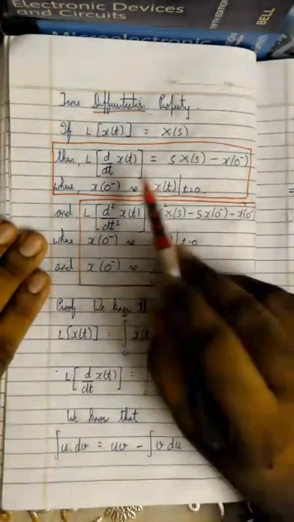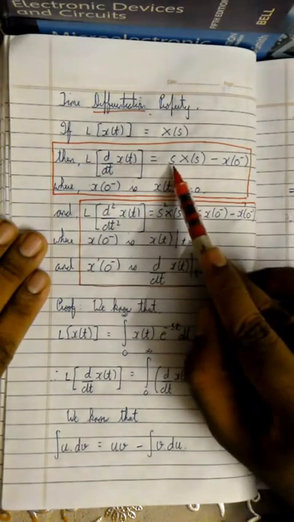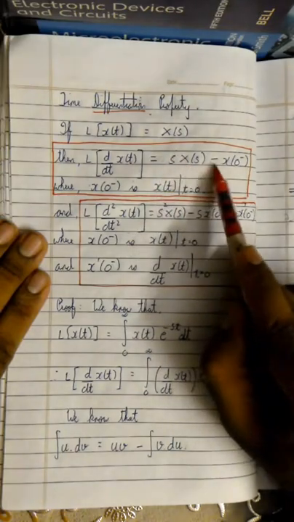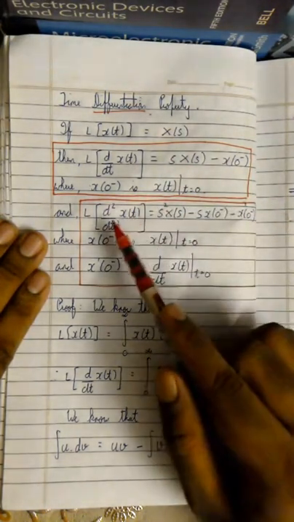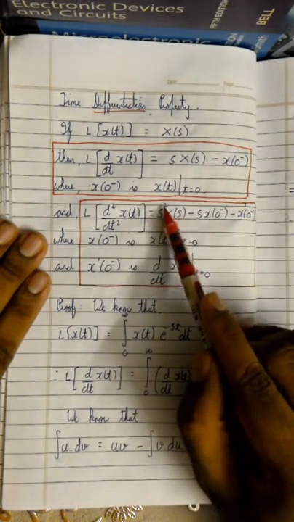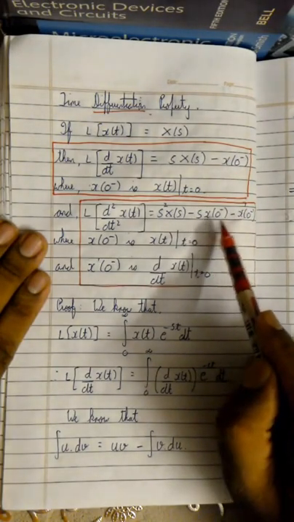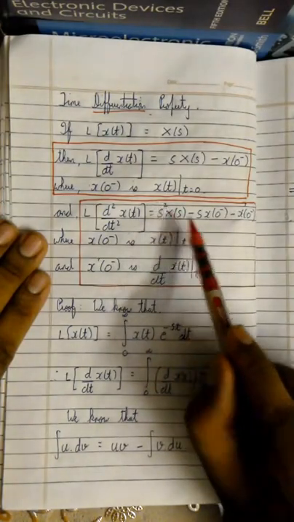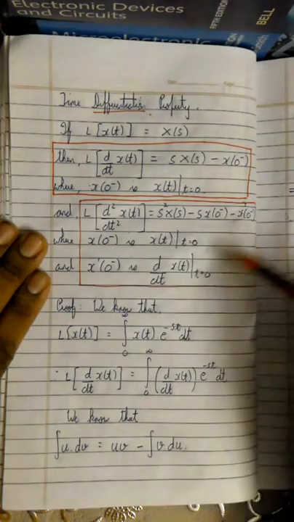Here the order of the derivative is 1, so the power of s over here is 1, in decreasing order. So if you have s raised to 1, then here is s raised to 0. See, it goes like that. Over here the order of the derivative is 2, so that means we start the equation with s square X of s minus s into x of 0 minus x dash of 0. See, s raised to 2, s raised to 1, s raised to 0. So it's easy to remember this formula.